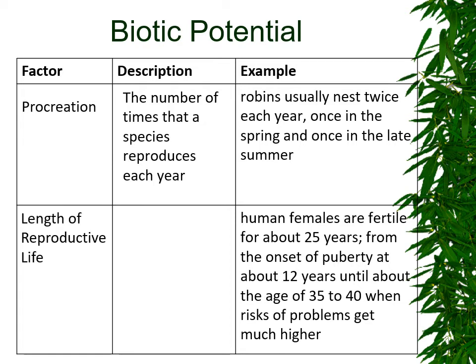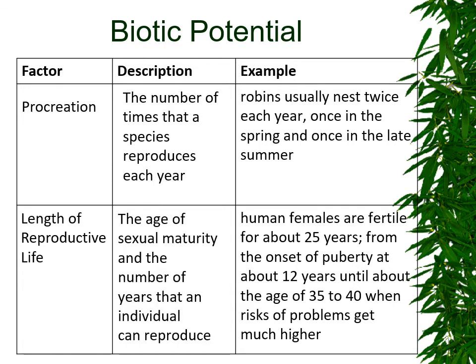The fourth factor is your length of reproductive life: the age of sexual maturity and the number of years that an individual can then reproduce. Human females are fertile for about 25 years. From the onset of puberty at around 12 years, they'll be able to reproduce until about 35 or 40 years without too many complications.